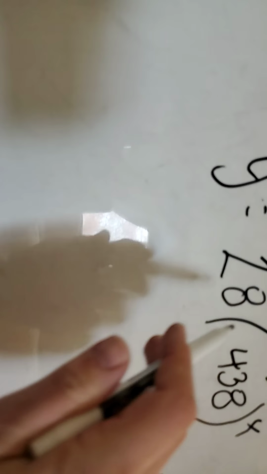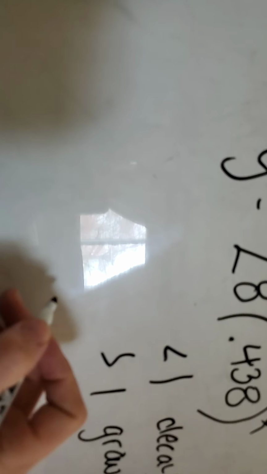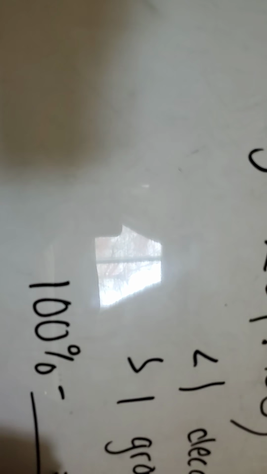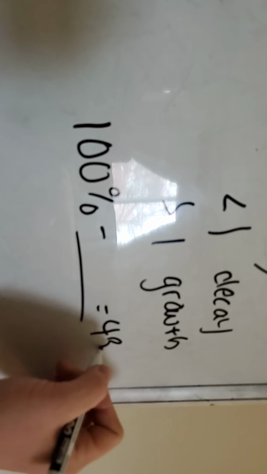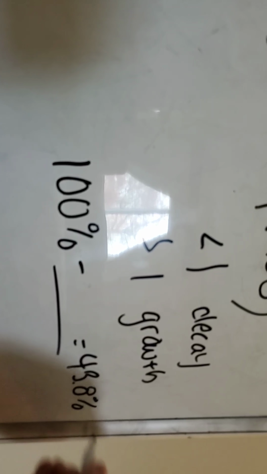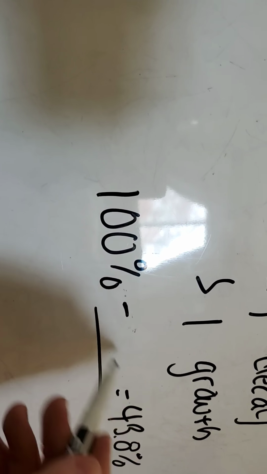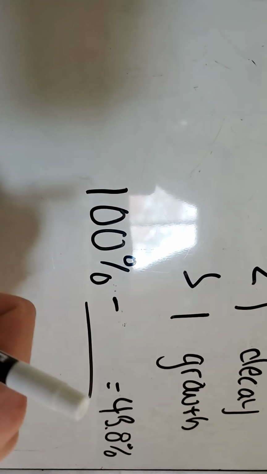Okay, so this is less than 100%, right? So it's 100% minus something is 43.8%. Okay. All right, and then what's this something? How did we get 43.8%?